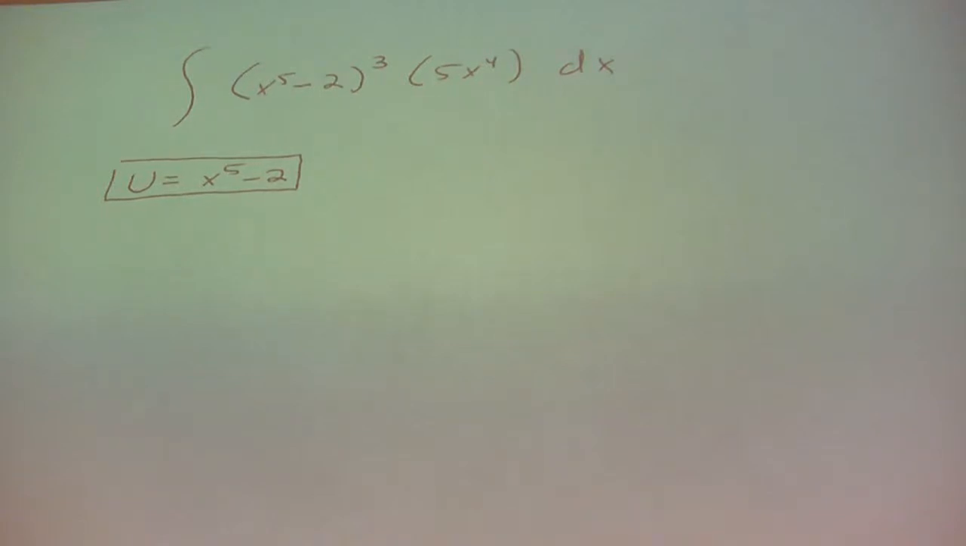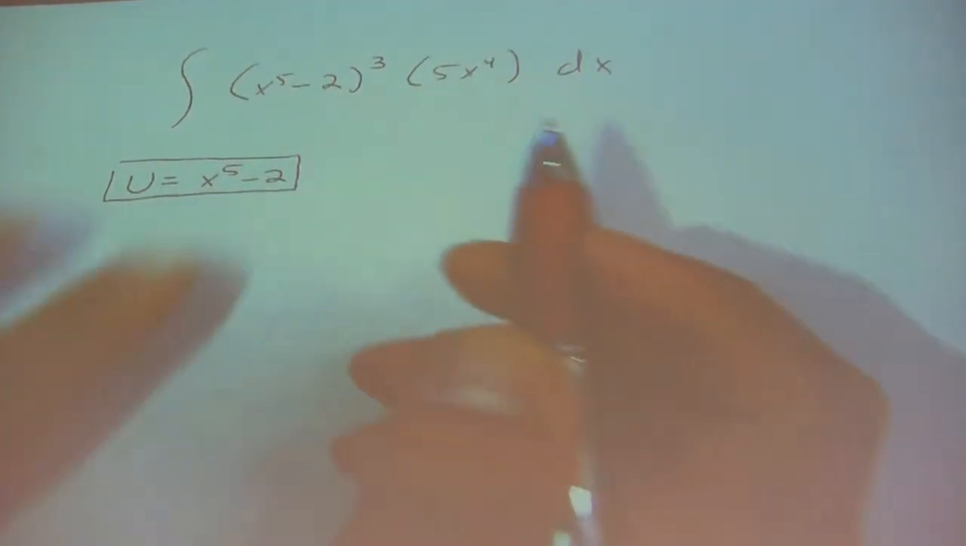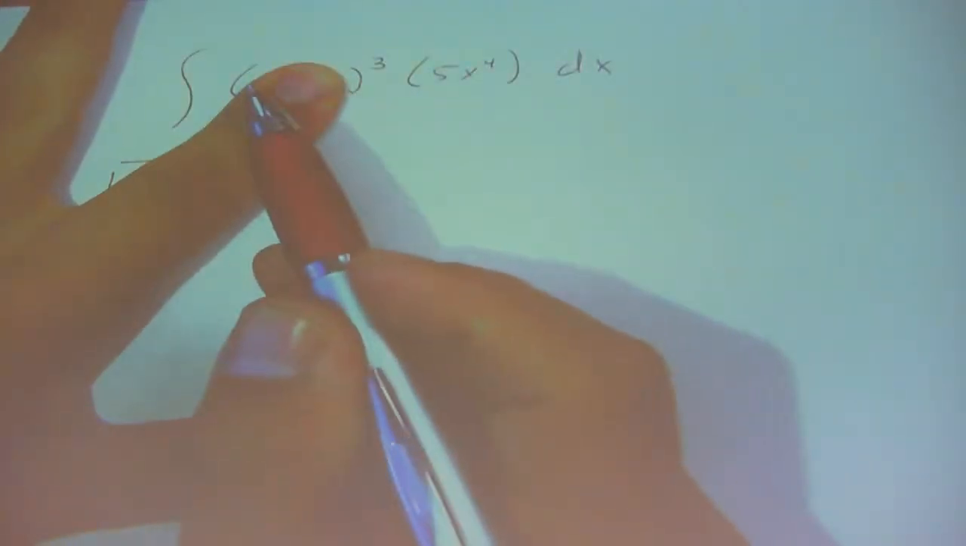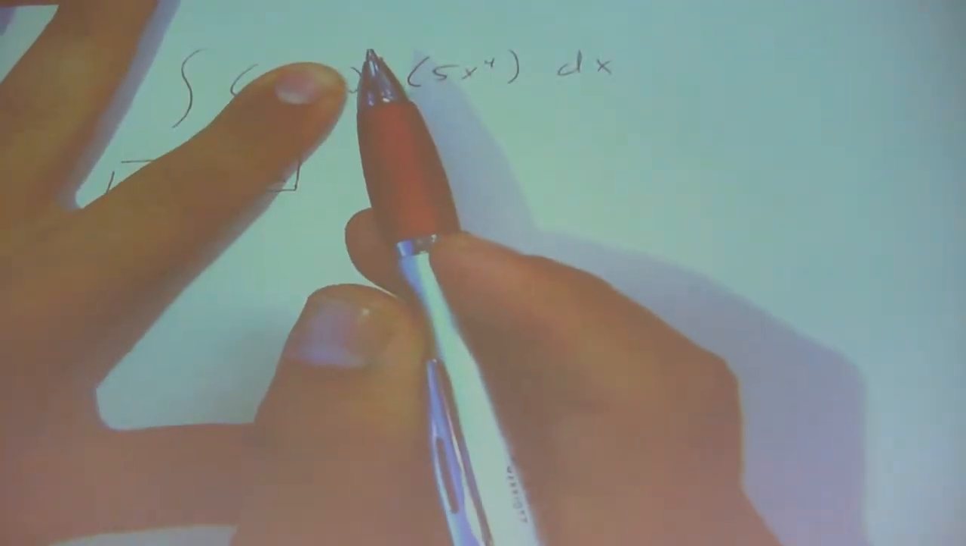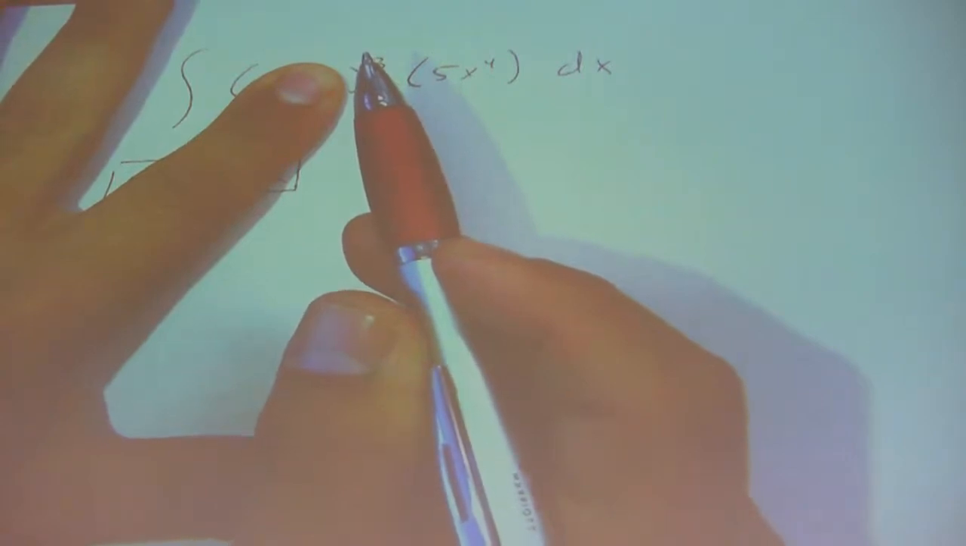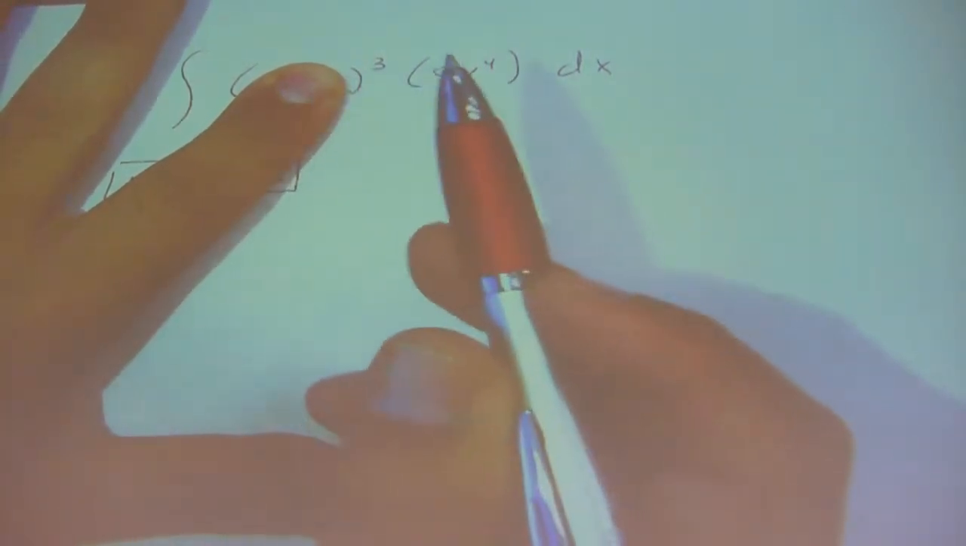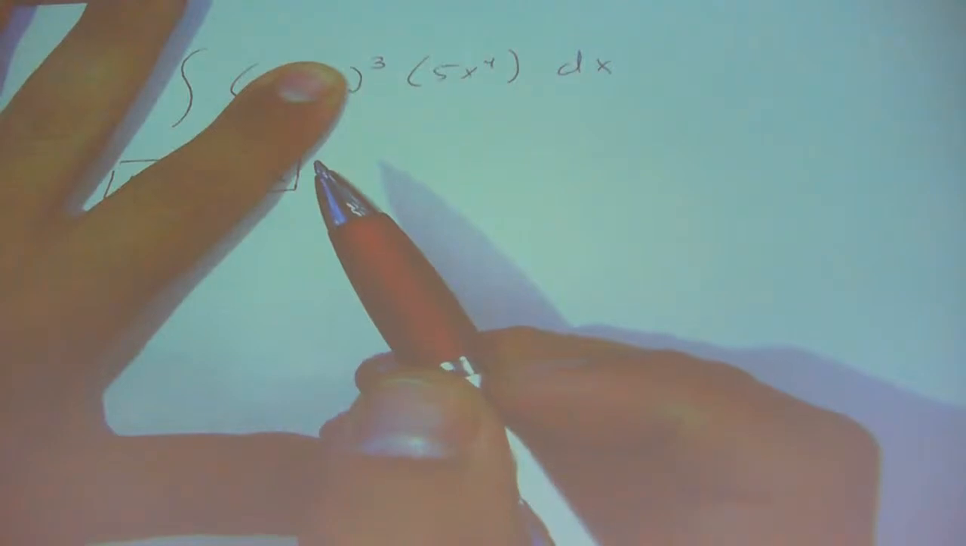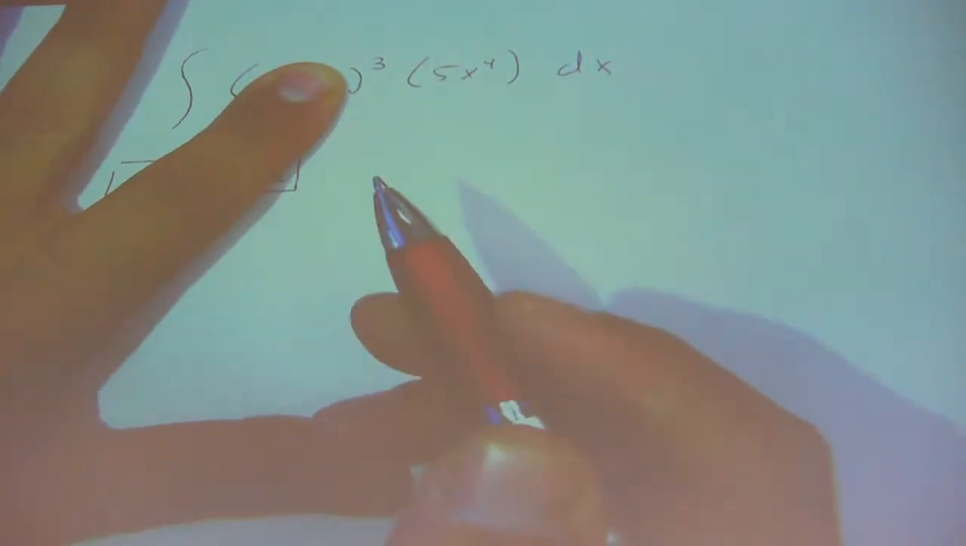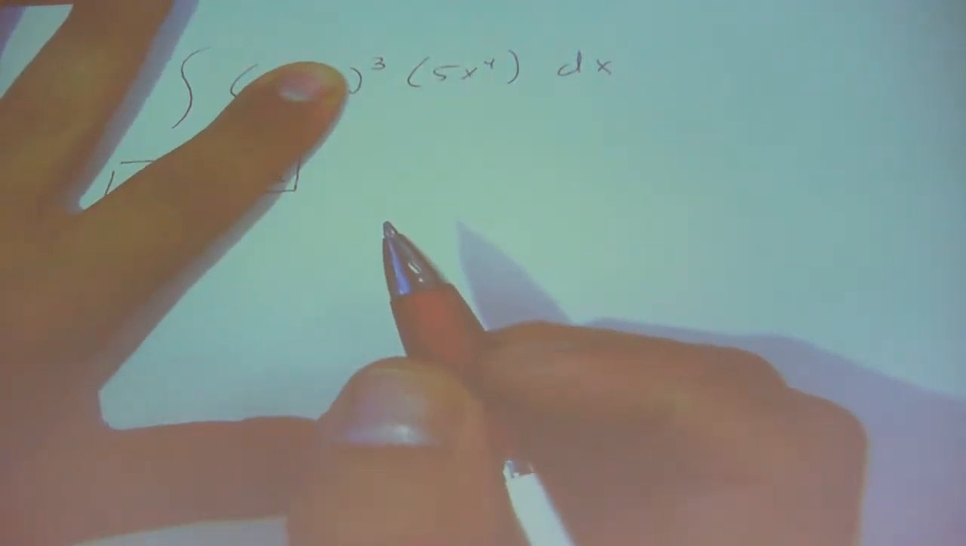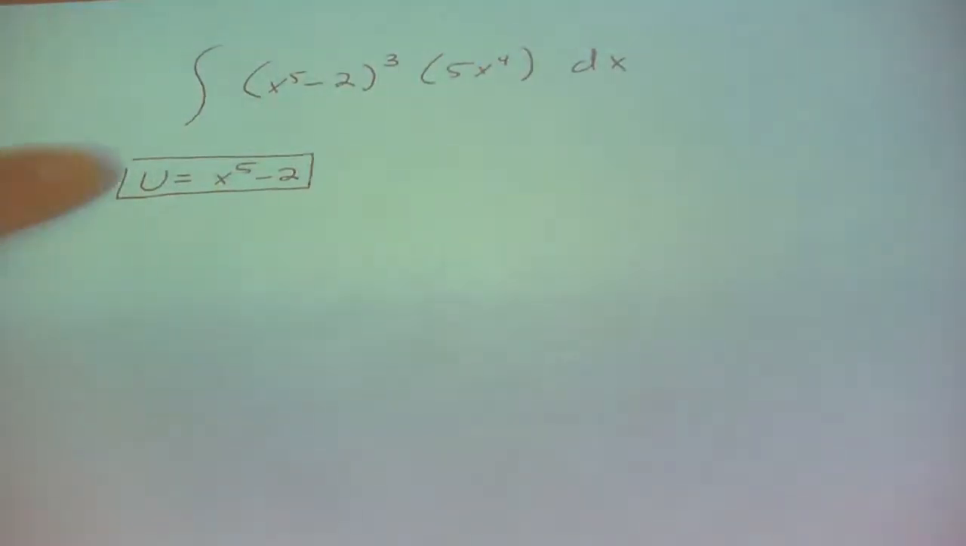Number one, if I make that U, will life be easier? So for example, instead of x to the fifth minus 2, if I change all of that to U, do you know the integral of U to the third? What's the integral of U to the third? U to the fourth over 4, right? So if I make all of that U, will it make my life easier? Yes, that's one clue that that's a proper U. Now, I need to change everything to U.